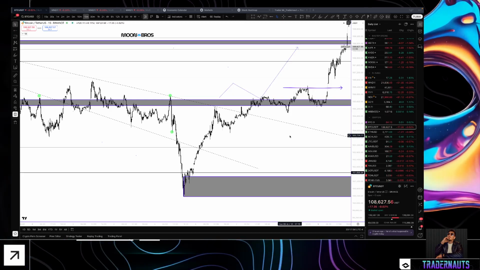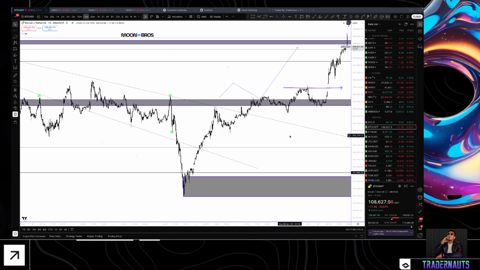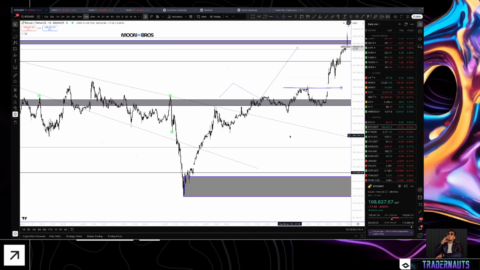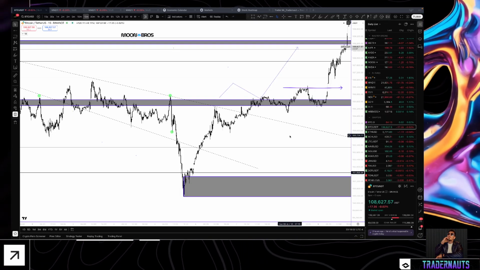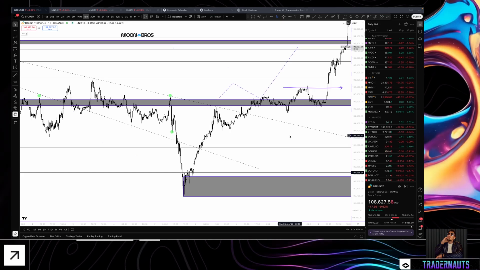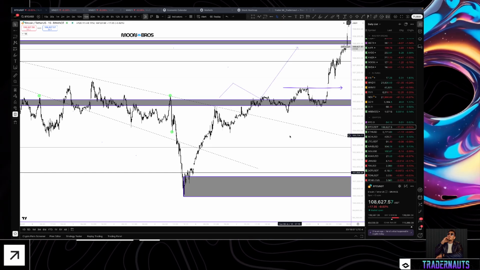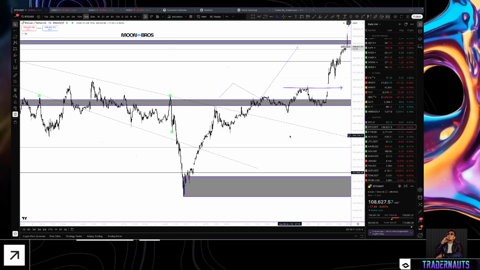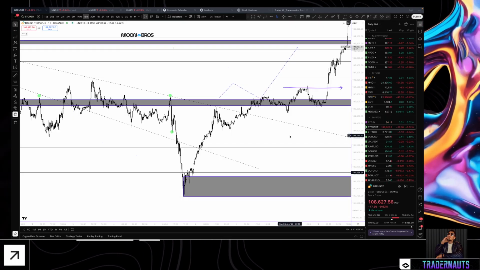The Fibonacci levels that I like to use are the 0.706, the 0.62, and the 0.79. Those areas are known as the golden zone. Those are the areas where we look for continuations, we look for reversals, etc.